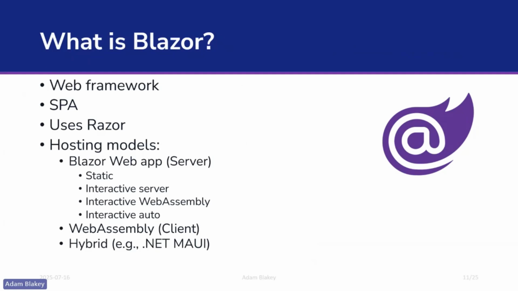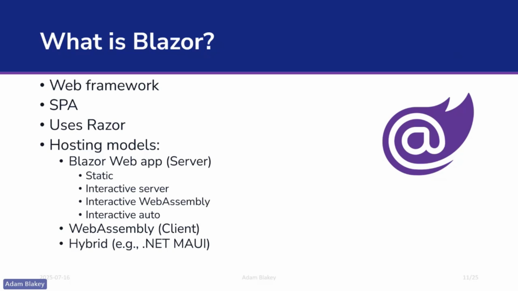To be more specific about what Blazor is: a web framework that allows you to get something off the ground running really quickly with lots of really nice features. It's a single page app, an SPA. So roughly speaking, it loads once and then it does manipulations to the document to update the page's content. And it uses Razor, as I've mentioned. There are a couple of different hosting models that I'll quickly explain. The main three are Blazor Web App, WebAssembly, and the hybrid version.